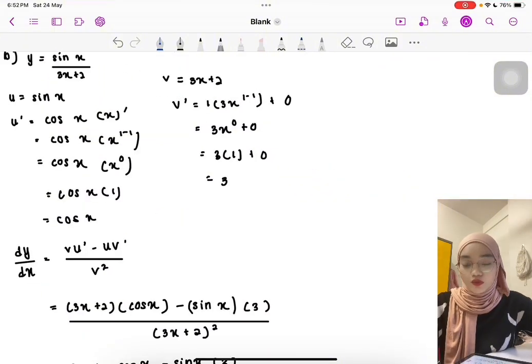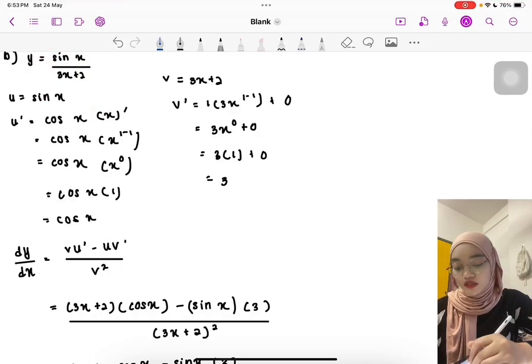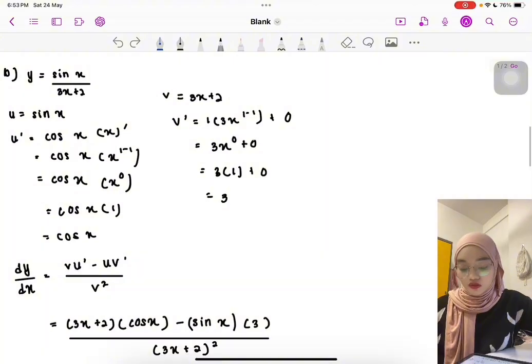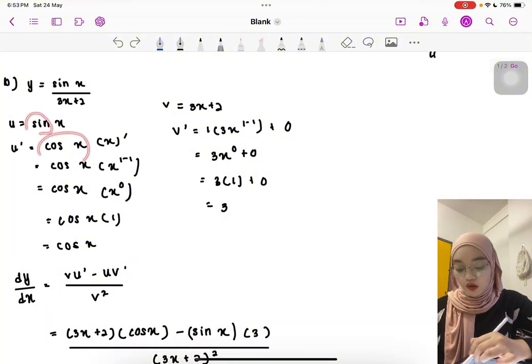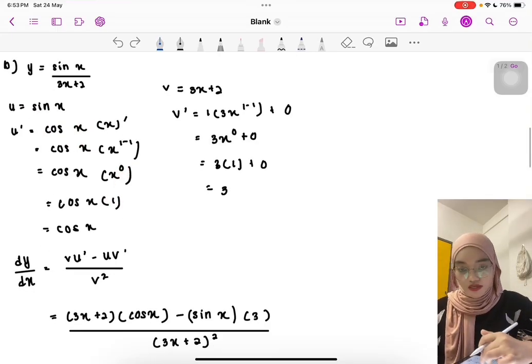Now let's look at question 2. To differentiate these, we will apply the quotient rule, which means one function is divided by another function. So this is u, and this is v. We need to find u prime and v prime. To find u prime, we apply the chain rule. First we differentiate sin and get cos x. Don't forget to differentiate x also, and we get 1, because x power of 1 minus 1 gives power of 0, and any number or unknown power of 0 is 1. The answer is cos x.